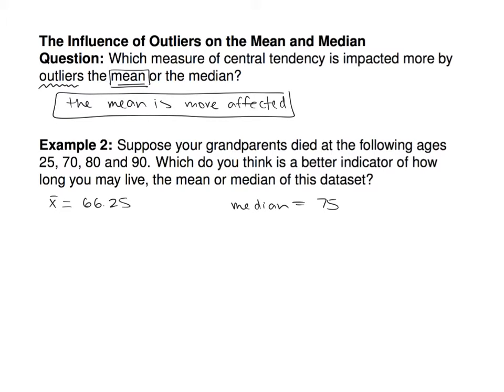Now, which of those do you think illustrates the pattern here? Well, you have lots of relatives that lived, 3 of your grandparents lived to be over 70. So it seems likely that you could also live to be over 70. So 66.25 seems a bit low. So it seems like the median is a better indicator.